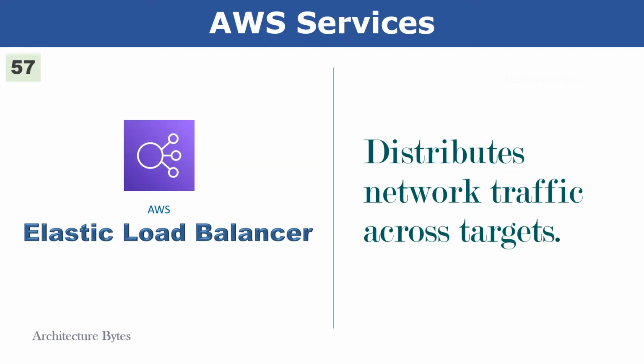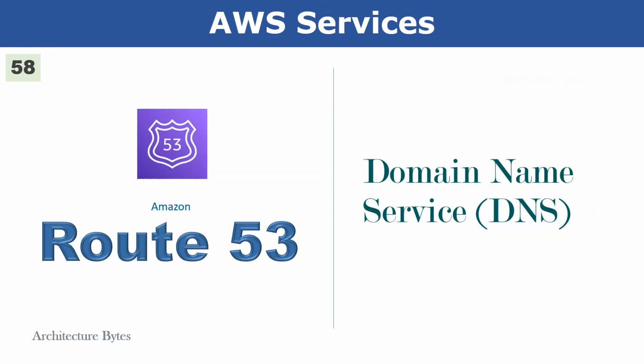Elastic Load Balancer distributes network traffic across targets. For example, to achieve scalability, your application may be hosted on multiple EC2 servers. Load Balancer can distribute incoming user requests across these servers. AWS provides various kinds of load balancers like application, network, classic, and gateway load balancer. Route 53 is a domain name service. It routes end user requests to internet applications. You can register domain names with the service and customize routing policies.